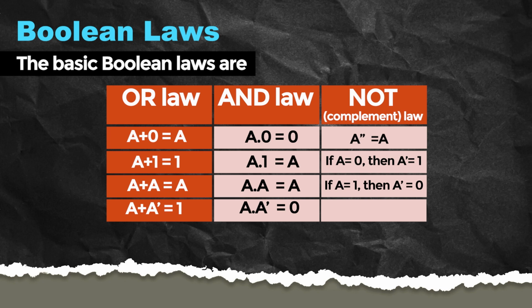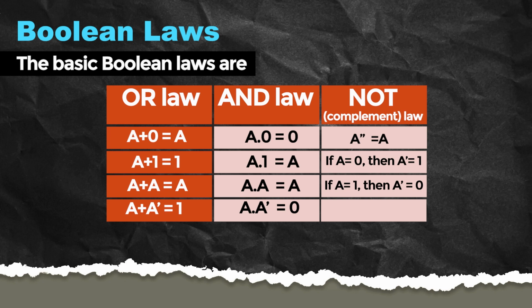and A dot 0, where dot is the operator, is equal to 0, and A complement of complement, that means A's double complement, will give you A. Similarly, the third row, A plus 1 is equal to 1, A dot 1 is equal to A, and if A is 0, then the complement of A, that is A bar, will be equal to 1. Now, we come to the fourth row, A plus A is equal to A dot A is equal to A, and if A is equal to 1, then the complement of A, we call it A bar or A prime, is equal to 0.